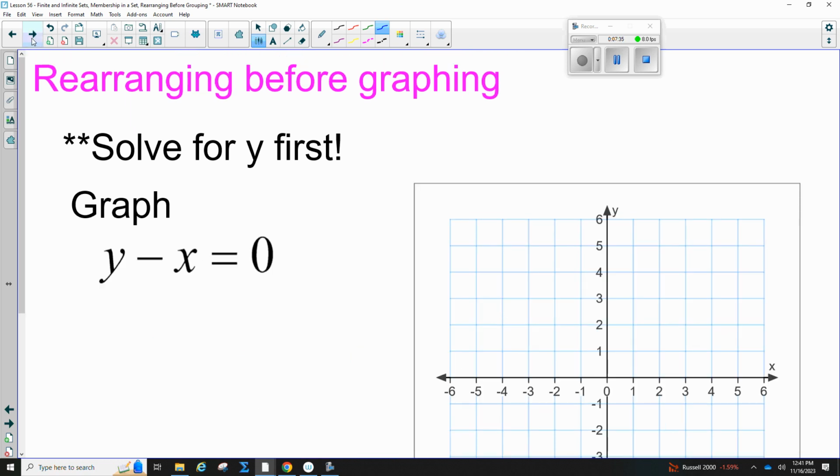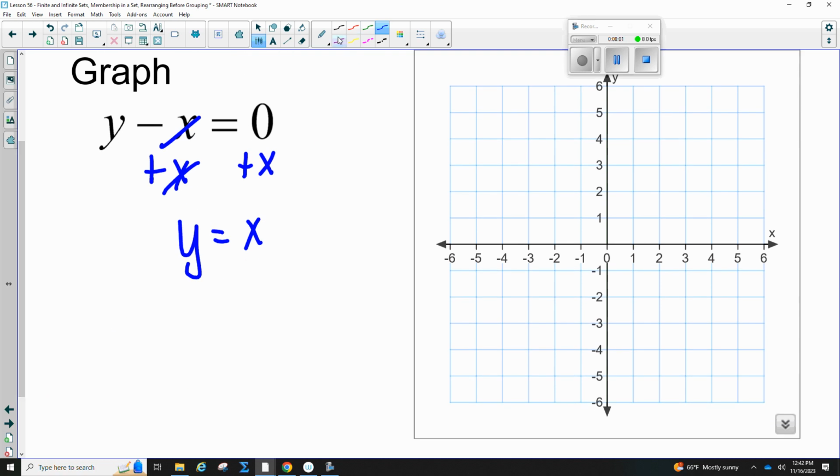Solve for y first, then graph. Okay, so I need to get the y by itself. So Marshall, what do I need to do to get the y by itself? Good job. Add x to both sides, okay? So I have y equals x, and 0 plus x is just x, all right? And this one, a lot of people get tripped up on. What's the y-intercept of this graph? Is it 1? No, that's the slope, though, because what number's in front of x that we don't see? Okay, so I do know the slope is 1 over 1.